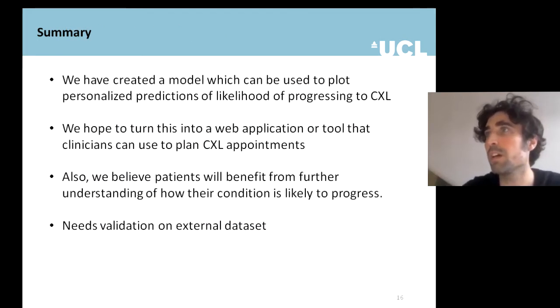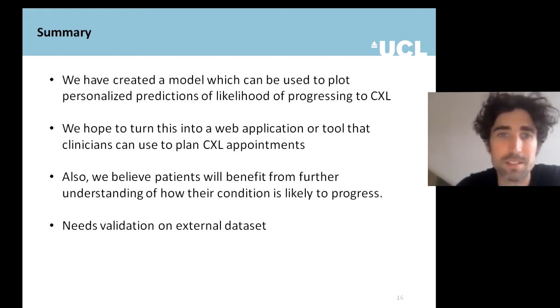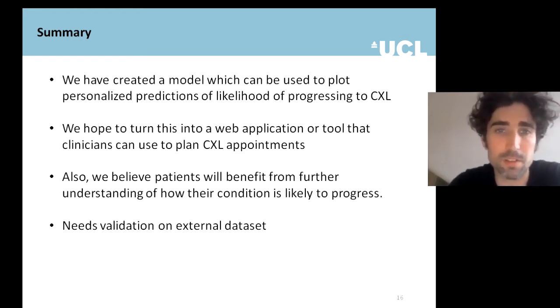So in summary, we've created a model which can be used to plot personalized predictions of likelihood of progressing to corneal collagen cross-linking. In the future, we hope to turn this into a tool that can be used in the clinic to help clinicians plan the cross-linking appointment schedule, like I explained in the previous slide. And we also think that showing patients charts like this would be useful for their further understanding of how their condition is likely to progress.